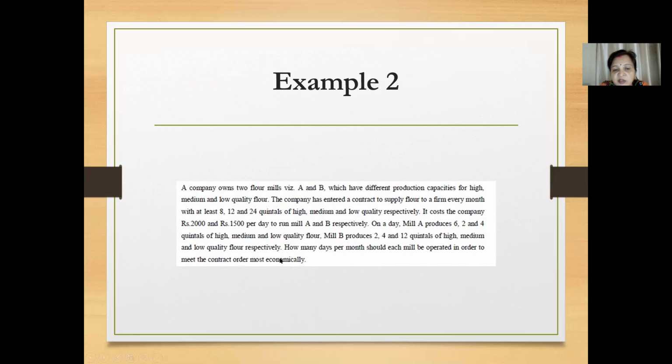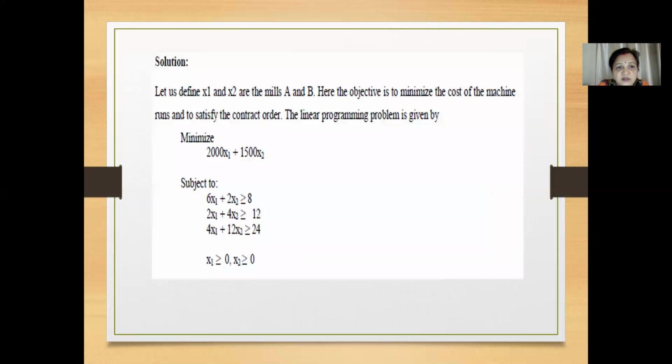So our objective is how many days per month each mill should be operated in order to meet the contract order most economically. It means we have to minimize the objective function. We want to pay a smaller amount. So in this case, the objective function will be this one.